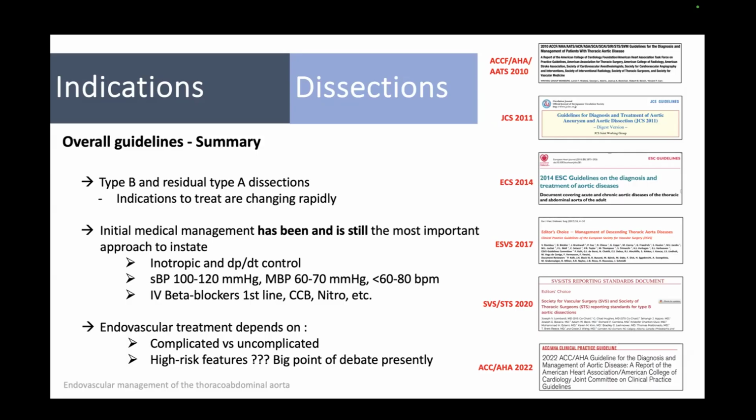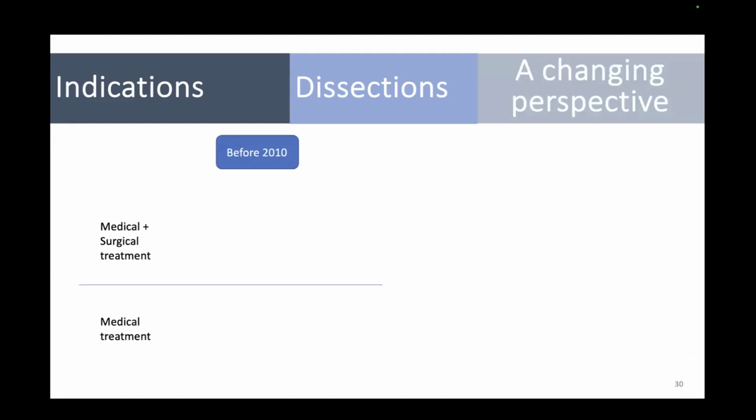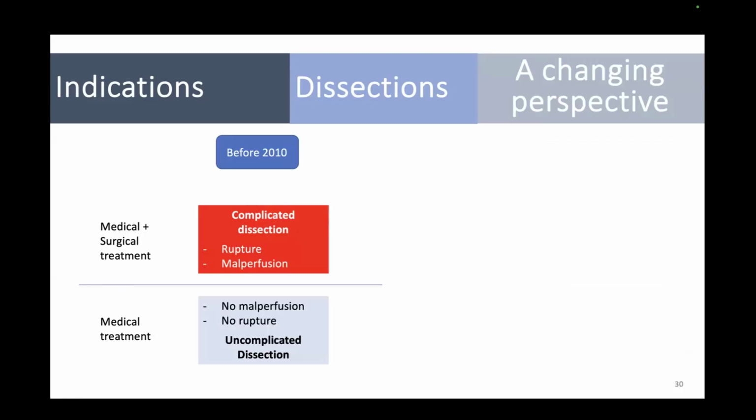And this is the biggest point of debate right now, and it's being studied as of now, so we'll know more in the future. If we go a bit into this specific subject before we go to another segment, before 2010 was pretty easy. Complicated dissections, so ruptures and malperfusions, you go straight to treatment either by TEVAR or open surgery if it's not a candidate for endovascular intervention. If there's no malperfusion or no rupture, then it's called an uncomplicated dissection, and then we would just treat medically.